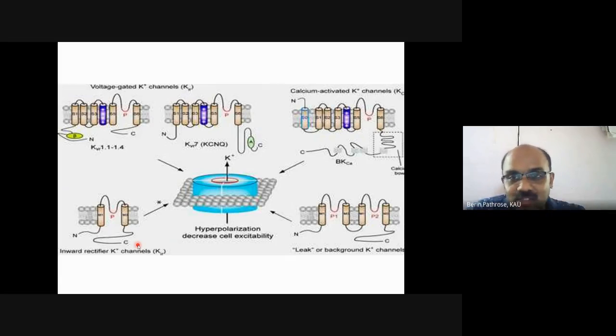So this is all the four together. This is voltage gated. This is calcium activated. It's not that perfect a case. Here we have 6 transmembrane segments, not just like the sodium voltage gated ones, but the structure is slightly different. This is inward rectifying potassium channels. This is tandem pore domain potassium channels.